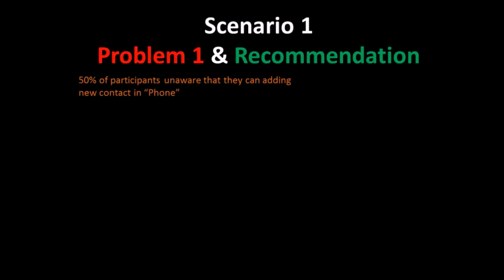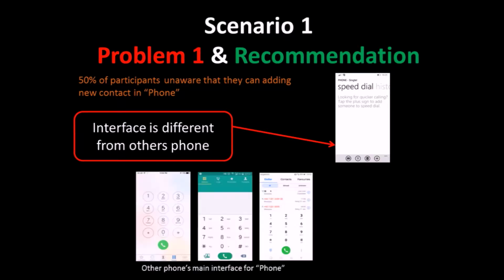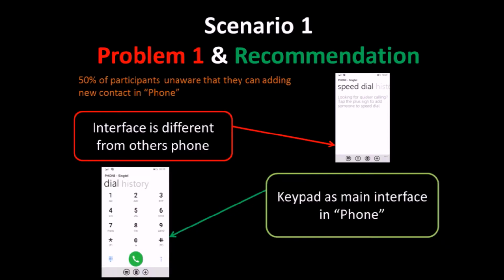Problem 1, we found that 50% of our participants are unaware that they are able to add a new contact in full function even though they access the full function. We think that this is because the interface of full function is very different from other phone brands such as Apple, Samsung, and Huawei. As a recommendation, we suggest that the keypad can be put on the main interface in full function so that users can easily key in the new contact when they access the full function.